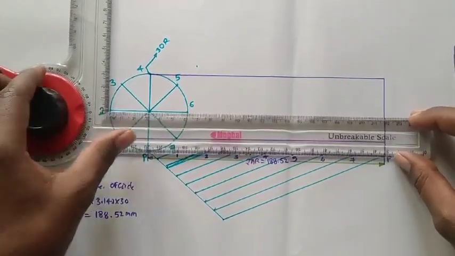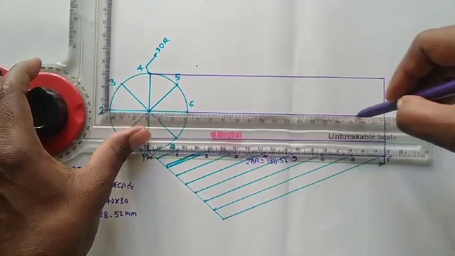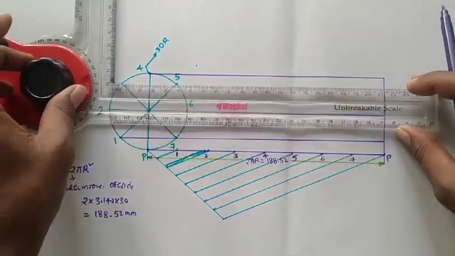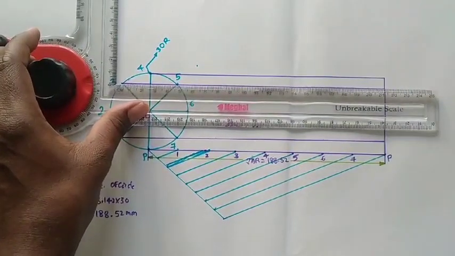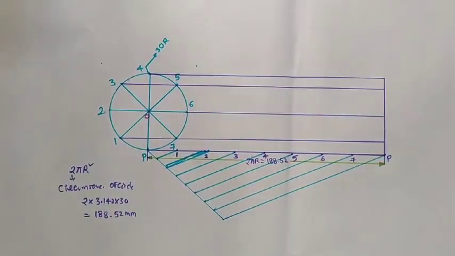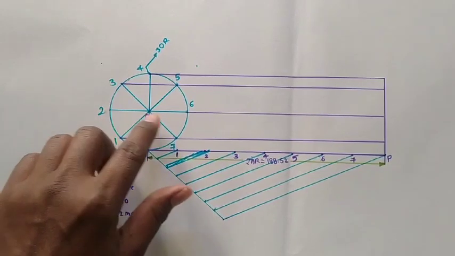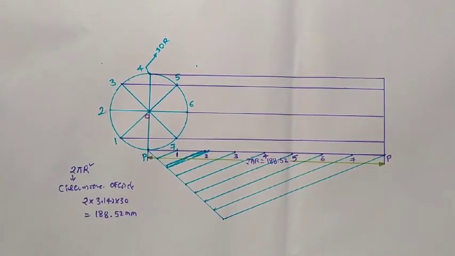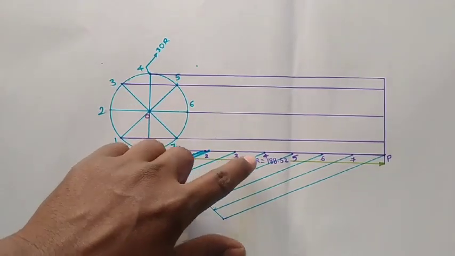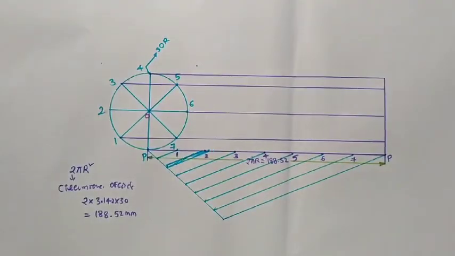Next, draw locus lines from 2 and 6. Next, draw locus lines from 3 and 5. So we draw locus lines from 1 and 7, 2 and 6, 3 and 5, and 4, this is P. Here we have the individual parts 1, 2, 3, 4, 5, 6, 7 and finally 8.